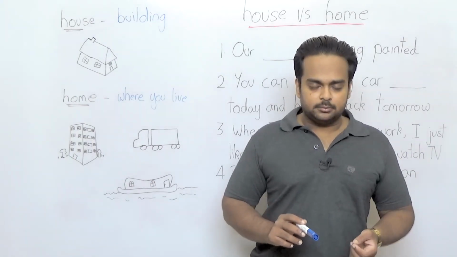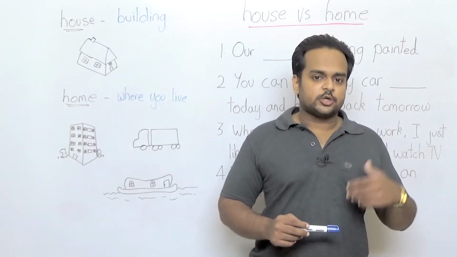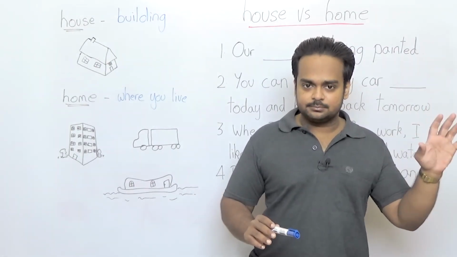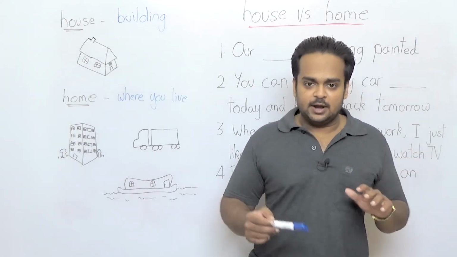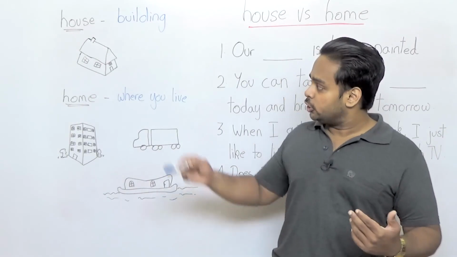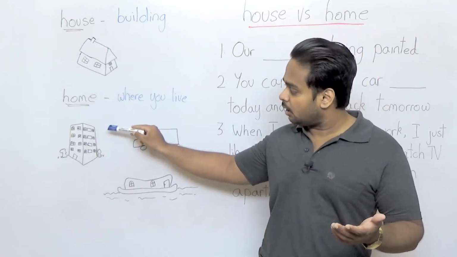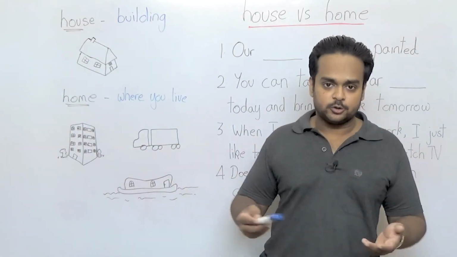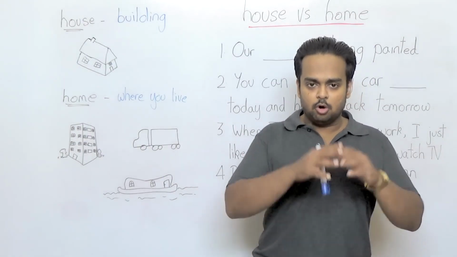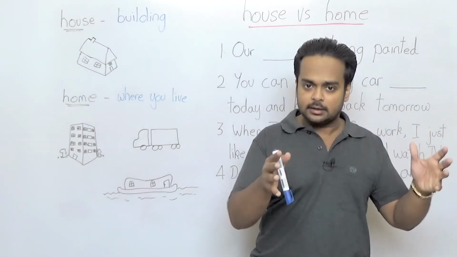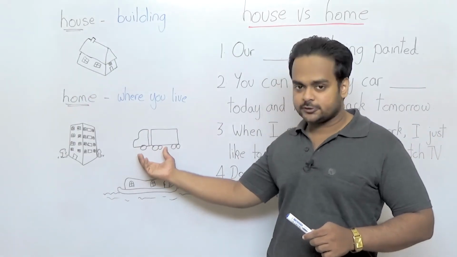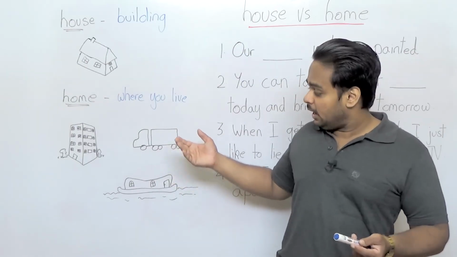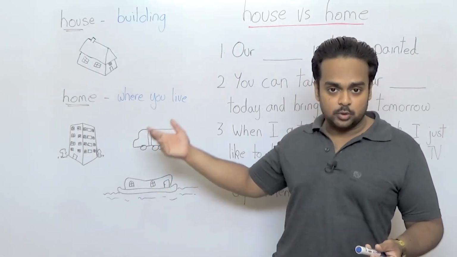But consider this example. When we say, I want to go home, the focus is not on the building where we live. In fact, if I say I want to go home, my home could be a house, or it could be an apartment in an apartment complex. Or maybe I live in a truck. Some people do that. Some people live in these mobile or movable homes. They're called trailers, and they're attached to trucks. So if I live in a trailer, then that's my home. Or I might live on a boat, and that would be my home.